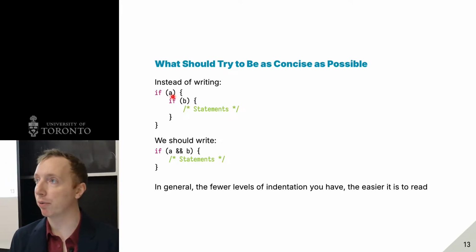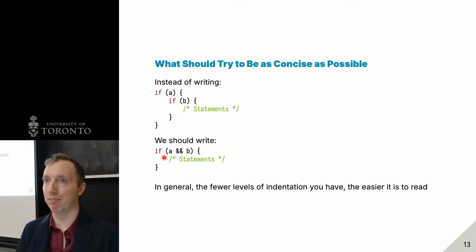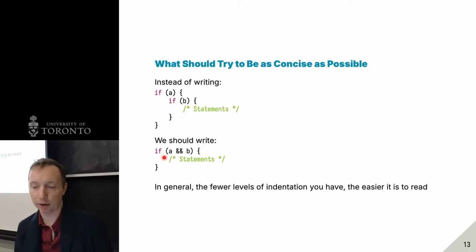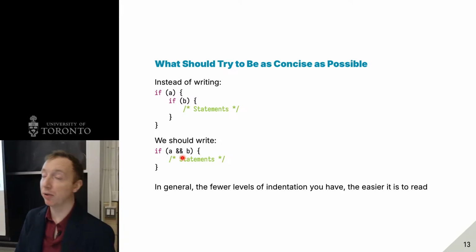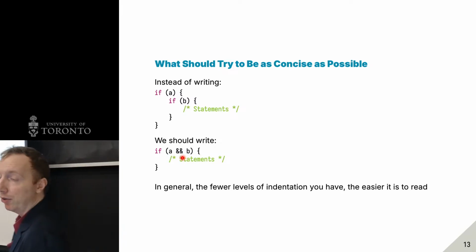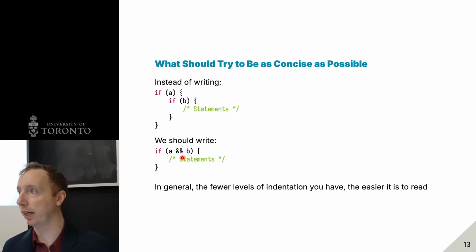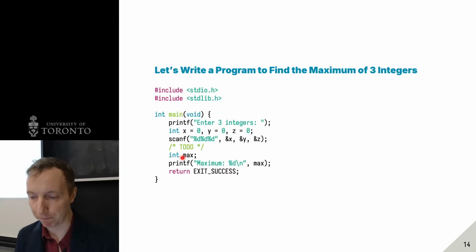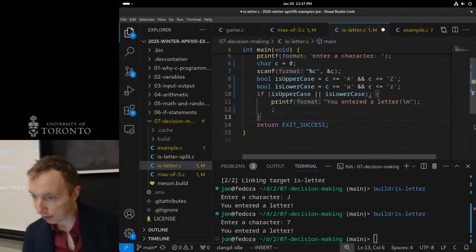So if I'm trying to write cleaner code, I should write something like this instead. I should just not nest if statements if I don't have to, and just write A and B instead. So in general, the fewer levels of indentation you have, the easier it is to read. So if you can eliminate one, you are writing a clearer and better program. So speaking of that, let's go into our last example of the day.